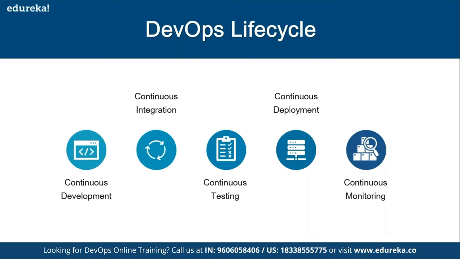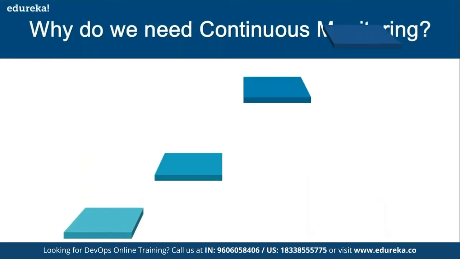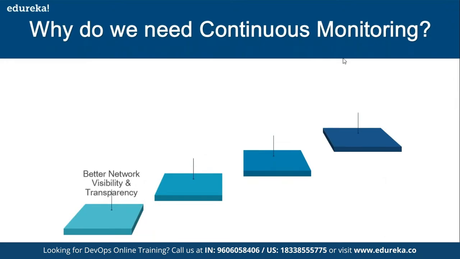Before we move on, let us understand why we need continuous monitoring in the first place. There are four major reasons as to why we need to practice continuous monitoring. The first and obvious reason is that it allows us to have better network visibility and transparency. Continuous monitoring offers DevOps teams clarity on the state of the infrastructure by automatically collecting and analyzing the data, to reflect possible outages and important trends.